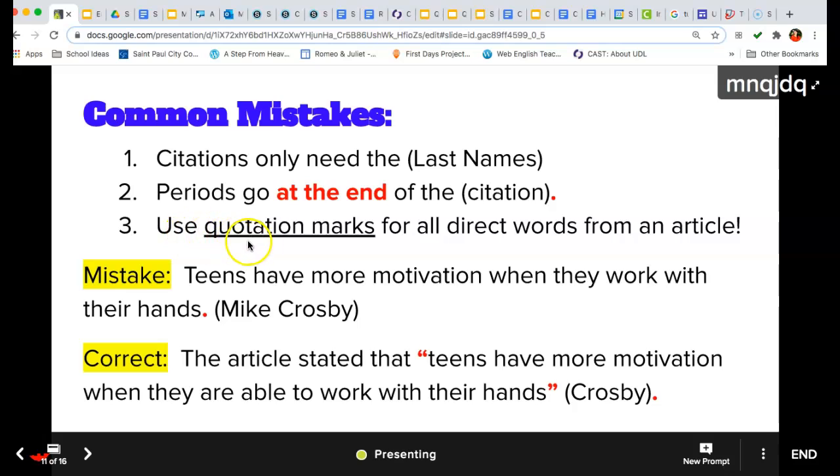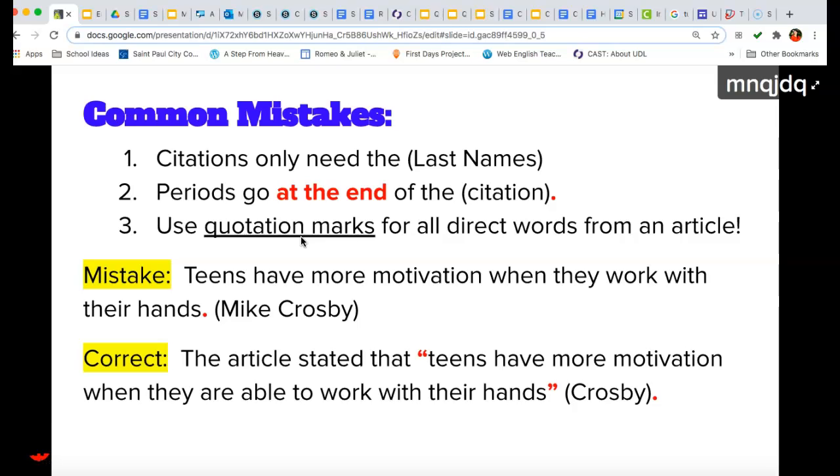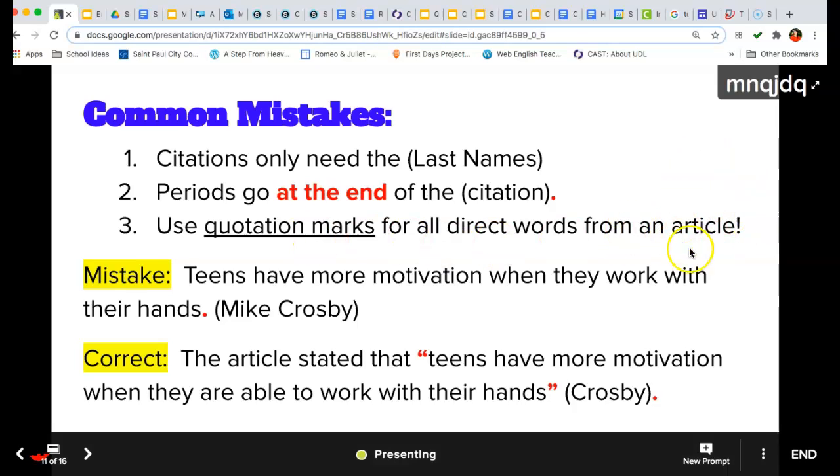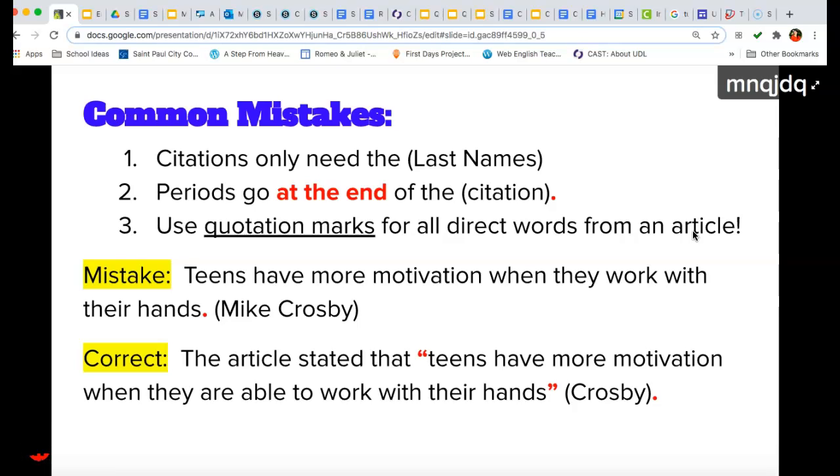Lastly, you must use quotation marks for any direct words that you take out of the article. If you don't have quotation marks in there, pretty much what you're saying is those words are your own words. But that's not true because those words came from an article. If you don't use quotation marks, that is considered plagiarism because you are using those words as if they're yours and you're not using quotation marks. So it's really important that you use quotation marks around all the words that you get from an article.